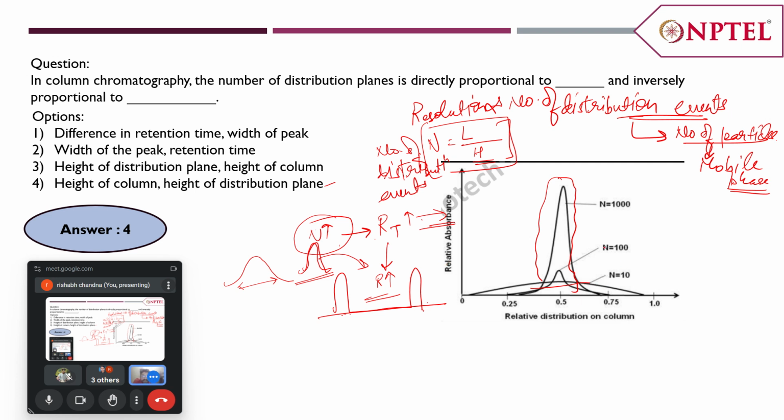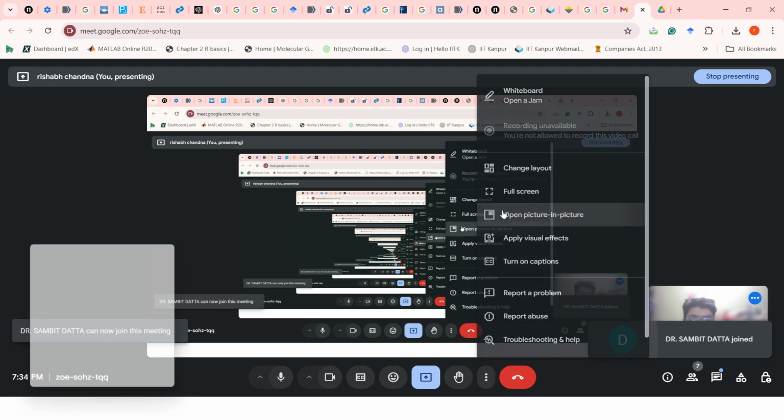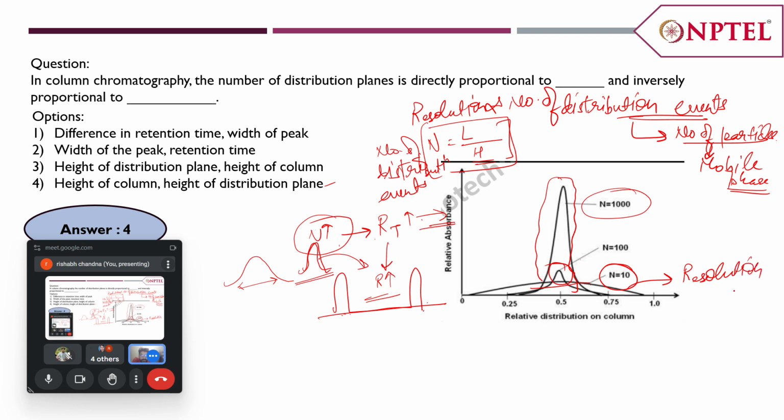Okay, so here as we can see the relative distribution in the column, here n is equal to 1000, that means the resolution is good. Okay, because here the length of the column would be more as compared to the height of the distribution plane. As compared to the second part that has n equal to 100, and the last one where n is equal to 10. So here as you can see the resolution is minimum. Okay, so this is the meaning of the number of distribution planes and how it depends upon the resolution of the particular chromatography column. Okay, so any doubts in this particular part?